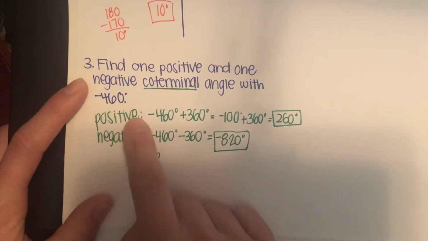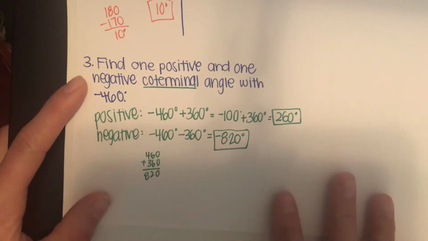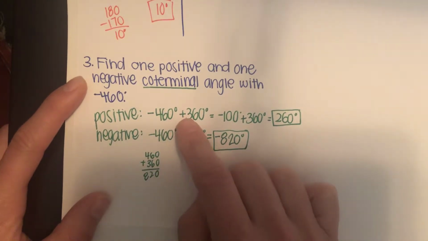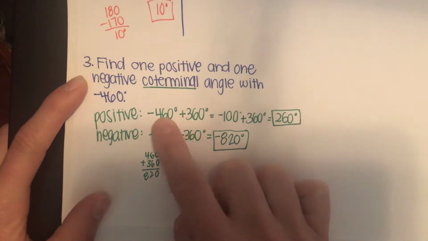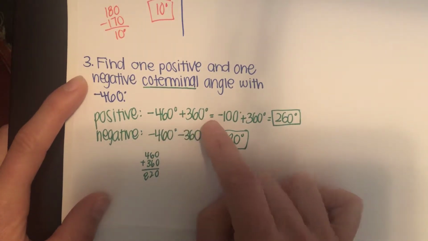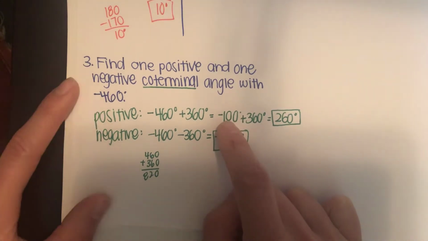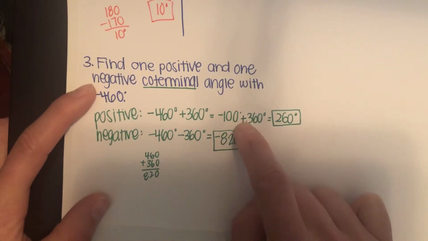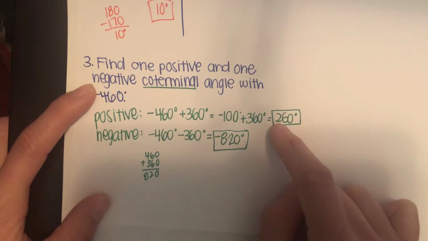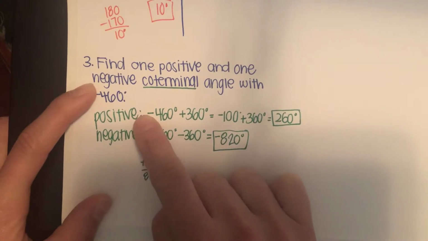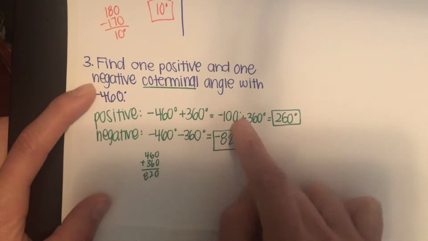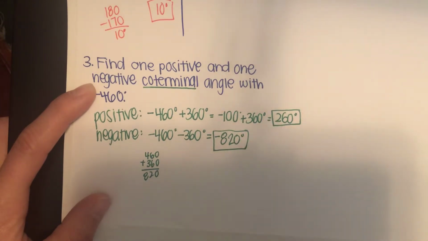To get my positive coterminal angle, I have negative 460 degrees, and I'm going to add 360. So I'm really subtracting and keeping the sign from the larger number. I get negative 100. Well, negative 100 isn't a positive number, so you're going to add 360 again, and we get 260. Remember, if you add 360 and it's still negative, then you just add it again until you get a positive number.